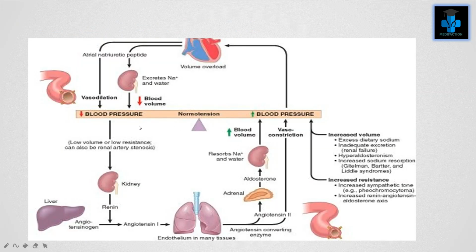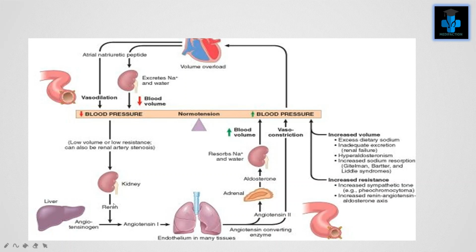So here we have a flowchart for understanding the regulation of blood pressure. Suppose in a person there is decreased blood pressure. When a person experiences decreased blood pressure, it will be sensed by our kidney due to decreased glomerular filtration rate. So due to this, the kidney produces a proteolytic enzyme called renin.